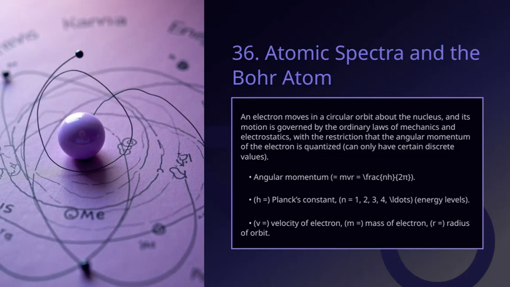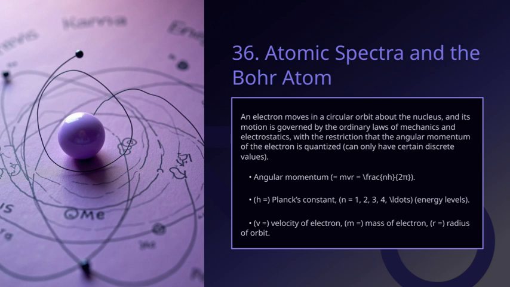Let's take a closer look at the key variables involved in describing an electron's motion in an atom. We have v, which represents the velocity of the electron, m for its mass, and r for the radius of its orbit. These are fundamental in understanding its dynamics. Then there's h, Planck's constant, a critical number in quantum mechanics, and n, which stands for the energy levels the electron can occupy, starting from 1 and going upwards: 2, 3, 4, and so on.